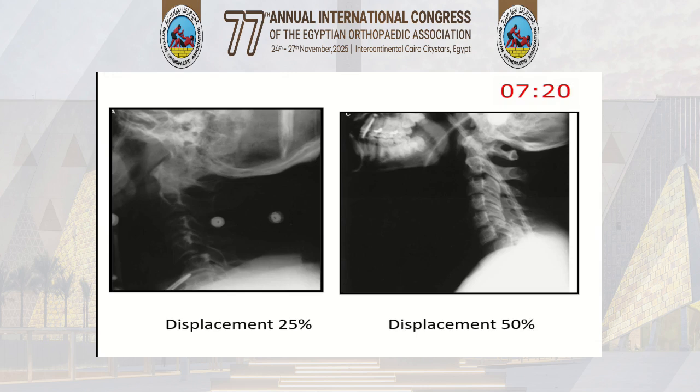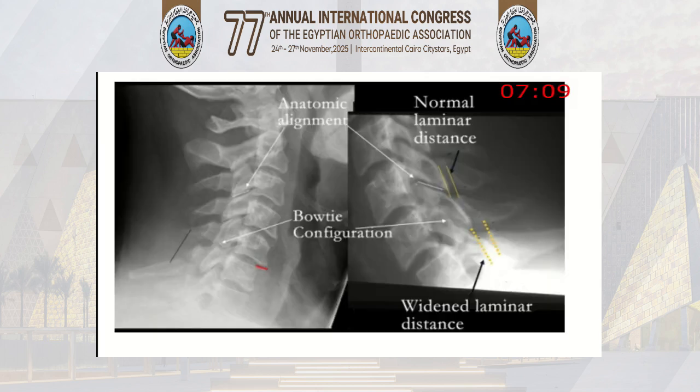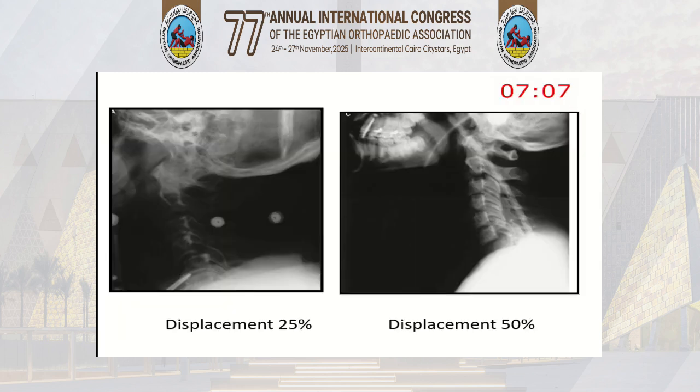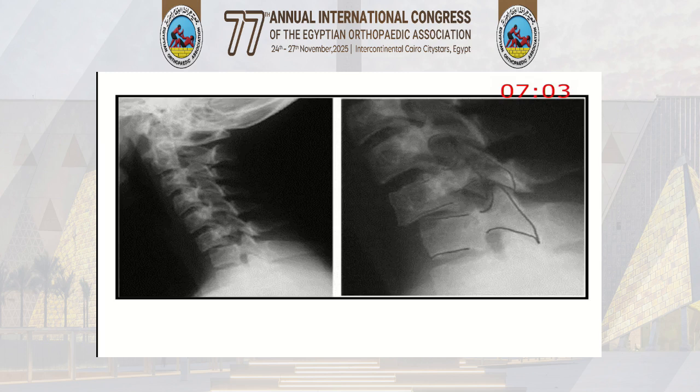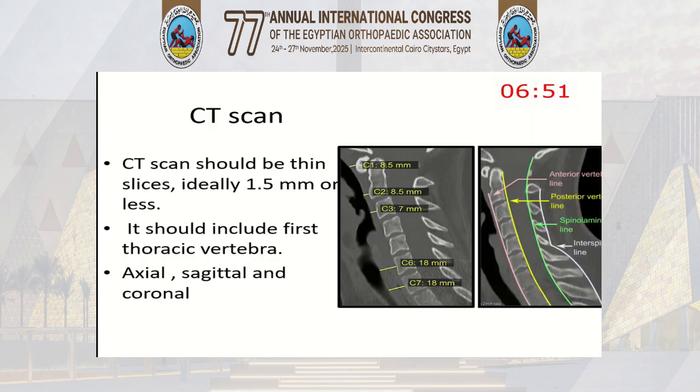Less than 25 degrees of displacement, usually unilateral displacement; more than 50% is of course bilateral dislocation. And again, this is a very important sign, the Pau Tai sign, and it could be detected in the X-ray. And the CT scan, of course, is very important.